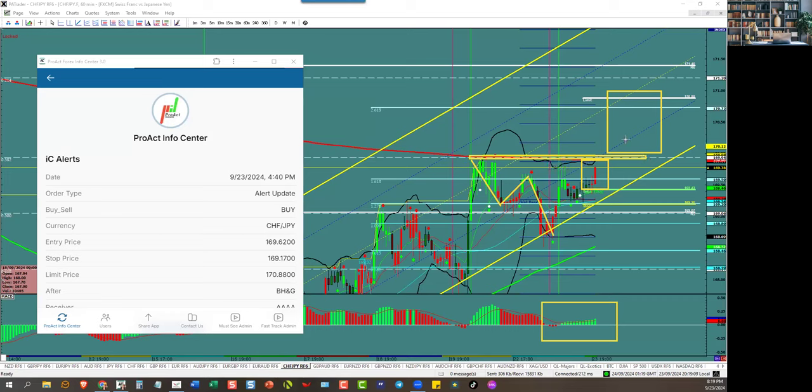I need that trade right there, which is actually trade two now, because trade one was here. That was trade one. That's trade two right there. All right. So some of you may be in that.